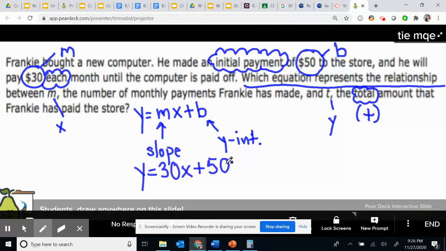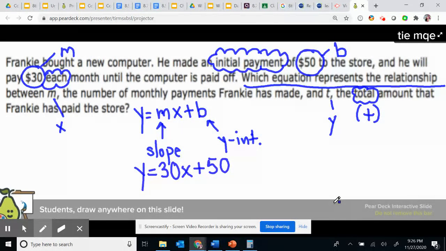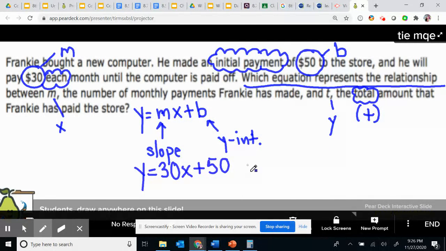In real world terms, this would be the total amount that Frankie has paid the store equals $30 each month times the number of monthly payments he's made plus a $50 initial payment when he purchased the computer. And that's how you write an equation in slope-intercept form using a word problem.